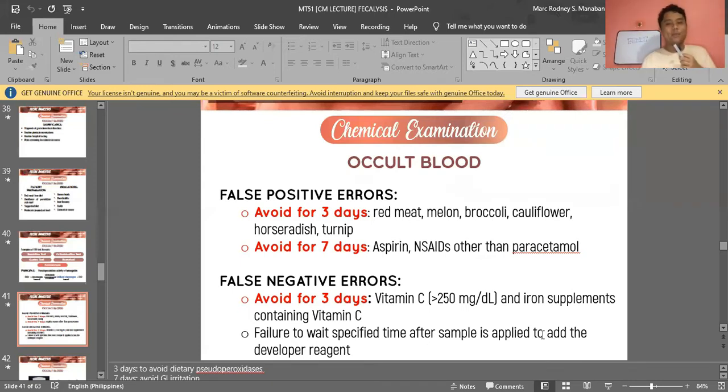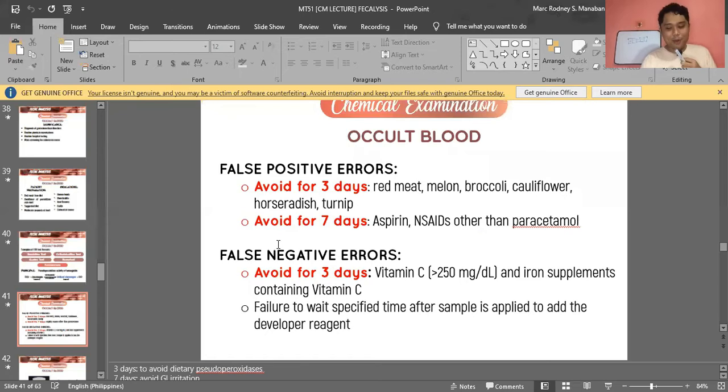For false negative, you already know: vitamin C, nothing else. It's the same principle as the blood strip in urine, so the false negative is the same. Vitamin C at concentrations greater than 250 mg/dL, so be careful with those taking large amounts of it. Of course, also iron supplements containing vitamin C, basically ascorbic acid, because again, that's a major reducing substance and it can cause false negative reactions. Another is not waiting long enough for the specimen to react. Follow the manufacturer's insert for exactly how many seconds or minutes to process it, and follow the specified reagent time.